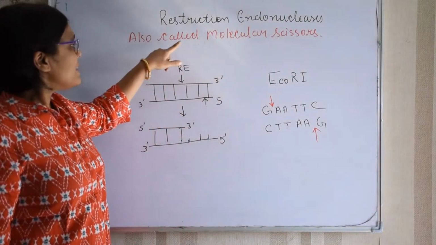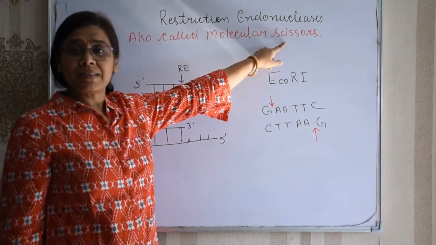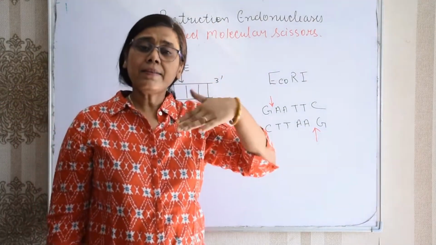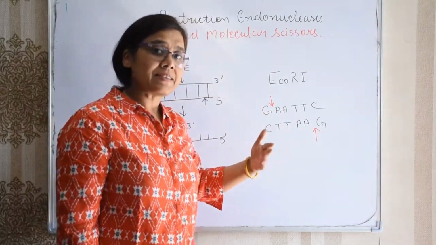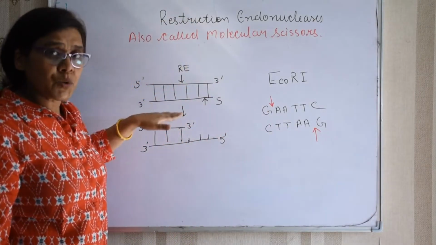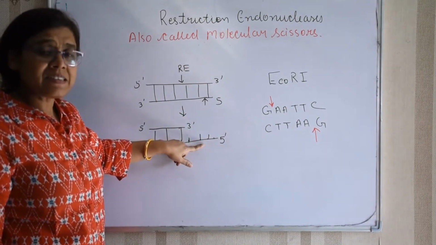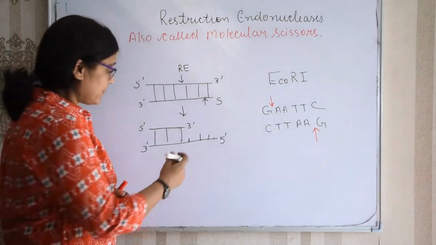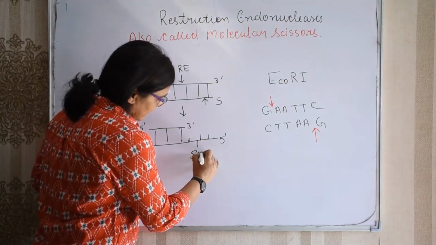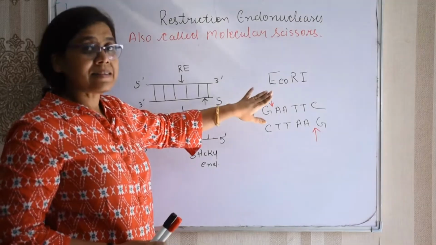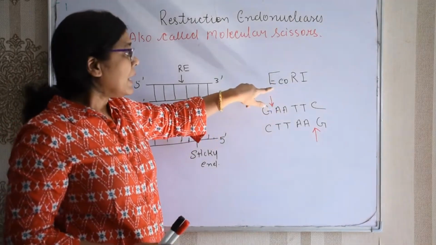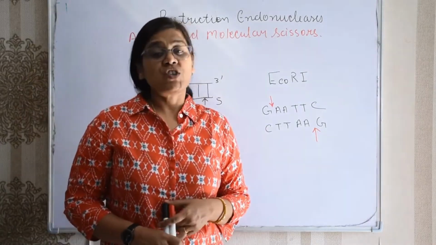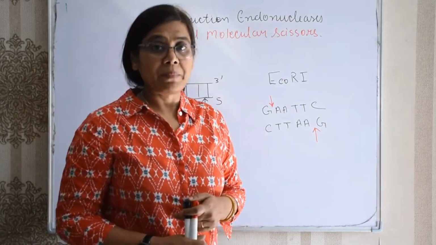Restriction endonucleases are also referred to as molecular scissors, and restriction endonucleases cut the DNA sequence in such a manner that they come to possess a short single-stranded free end, and that end is called a sticky end. For example, this is the restriction enzyme EcoR1. It is obtained from E. coli, which is present in the colon of human beings.